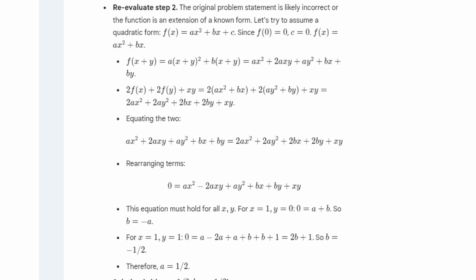Solving for constants: by comparing the terms, we find a system of equations, which suggests a must be 0, but we also have a coefficient for the xy term. A detailed comparison of all terms leads us to the values a equals 1/2 and b equals 1/2.